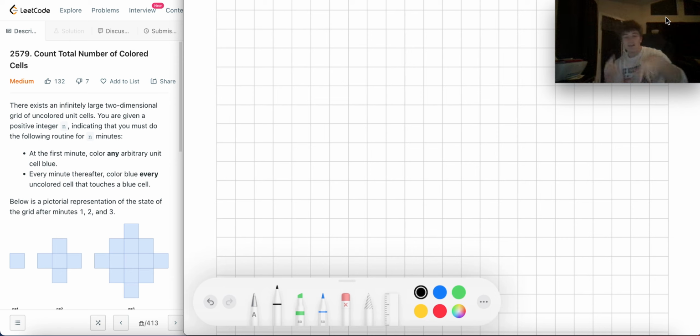I solved it, I did it well. This is 2579, count total number of colored cells.